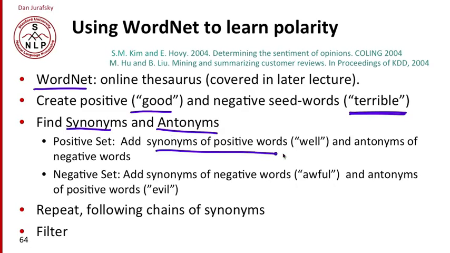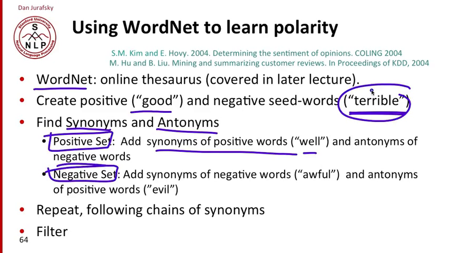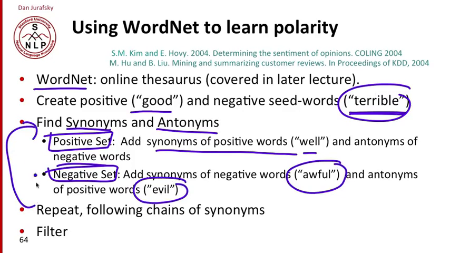So we add synonyms of positive words like good and antonyms of negative words to the positive set. And to the negative set, which we started out with words like terrible, now we add synonyms of all those words. So maybe awful is a synonym of terrible. And antonyms of our positive words to the negative set, and we just repeat. And the sets grow as we keep adding synonyms and antonyms to it. And then each of the algorithms that make use of WordNet for learning polarity will have various ways of filtering out bad examples or problems with word senses and things like that.